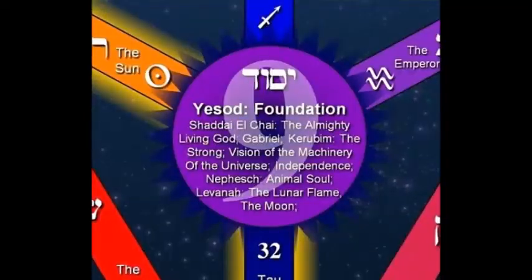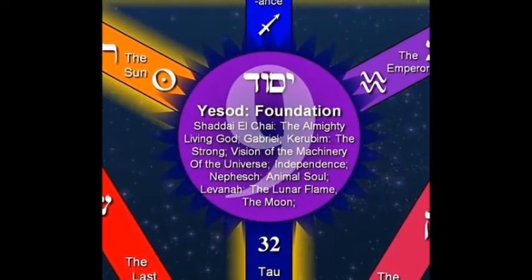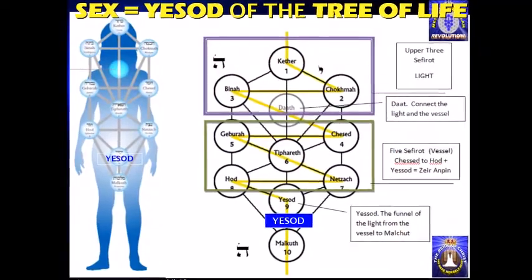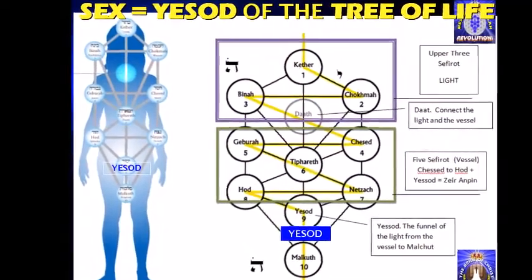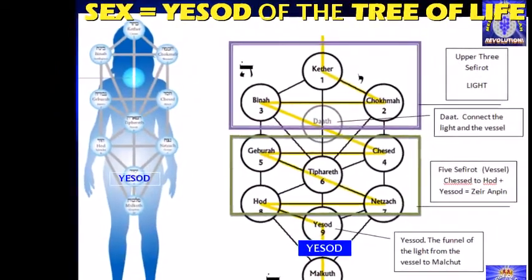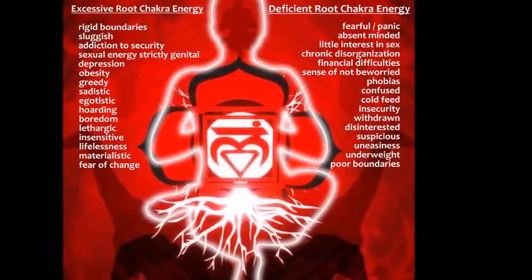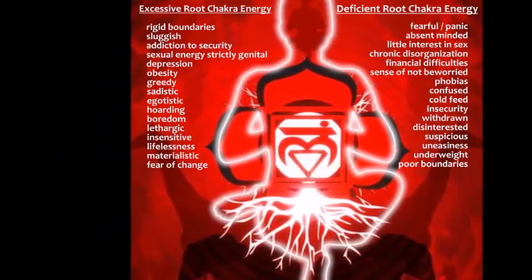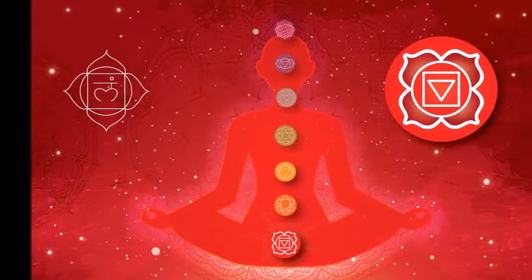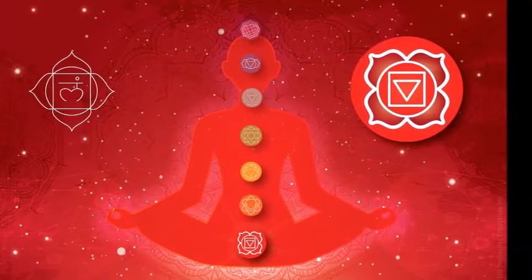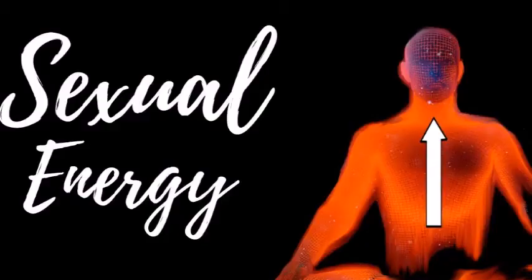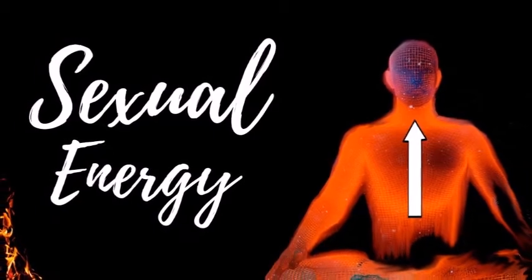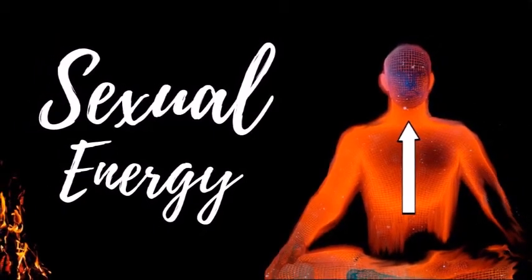And Yesod, which is linked to Malkuth, which is all about the physical realm, is also connected and can be drawn to an association with the root chakra. If we are to place the Tree of Life in connection with the chakras, the root chakra is associated with a drive to succeed in the physical world, and is also associated with our sexuality, the sexual energies and feelings often being centered around that area of the root chakra.